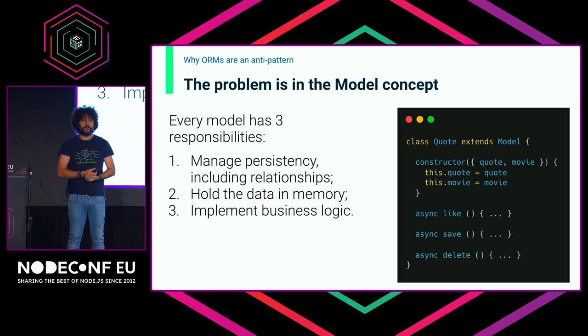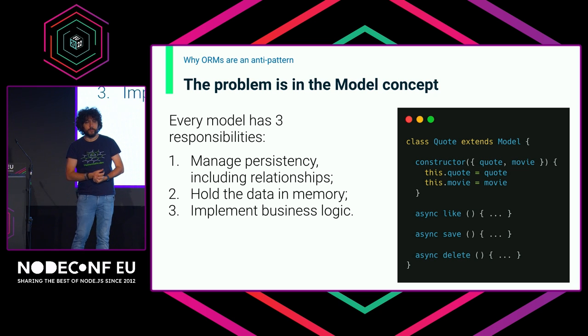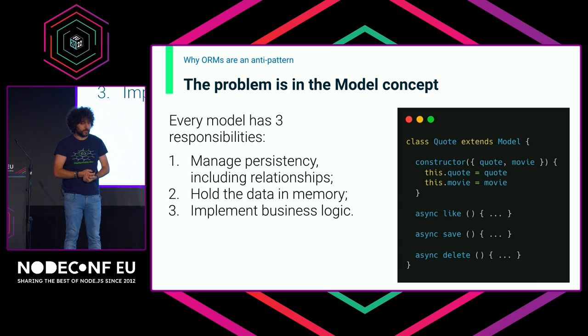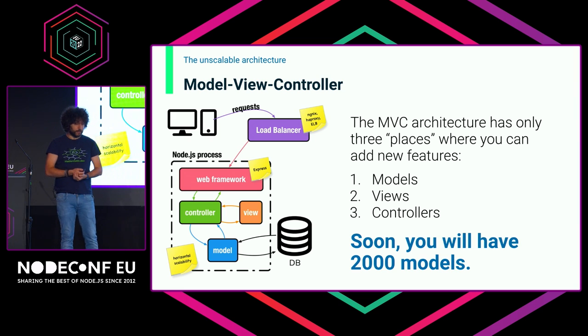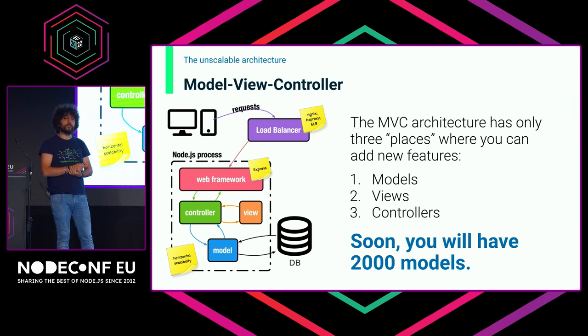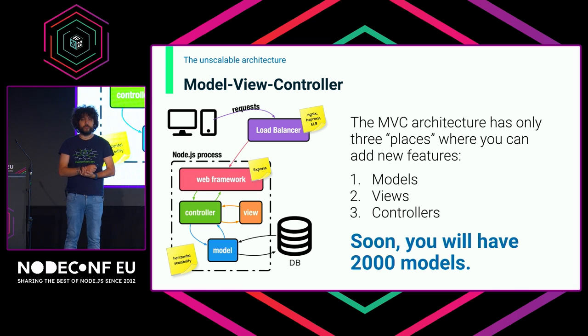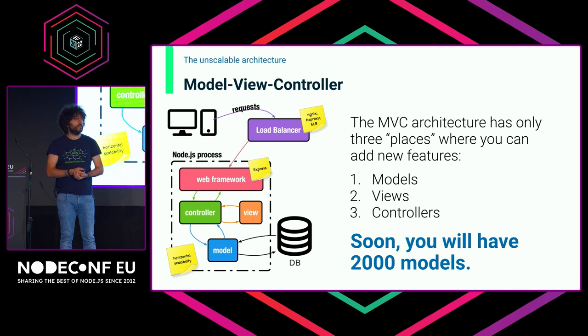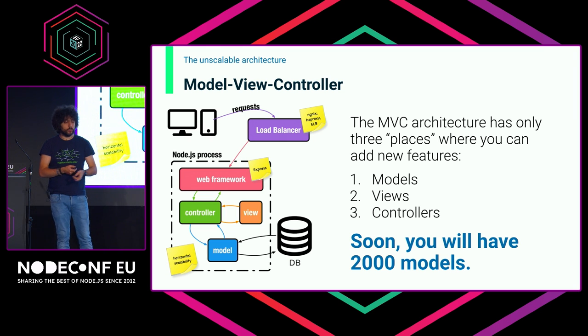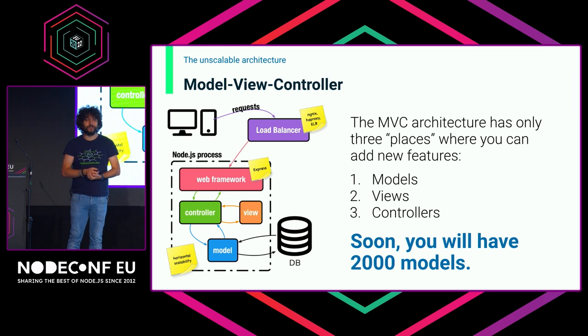Once you have a thousand of them, you are in trouble because you don't know what's going to happen in your code anymore. It's really, really difficult to untangle a large code base that is built around the concept of models. You have probably used a few model view controller systems where you have a models folder. How many of you have a models folder in your code? Okay, I'm talking to you. You might have 2,000 models in your application very soon.